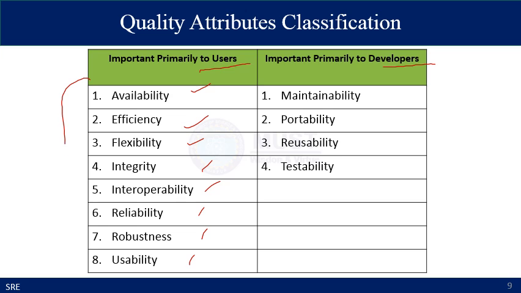These are also the desired quality attributes of the developers as well. However, the main focus of the developers is to have an application that is easy to maintain. That means their code is easy to read and easy to replace and easy to modify. And additionally, they want their application to be portable to different operating systems and different infrastructure.